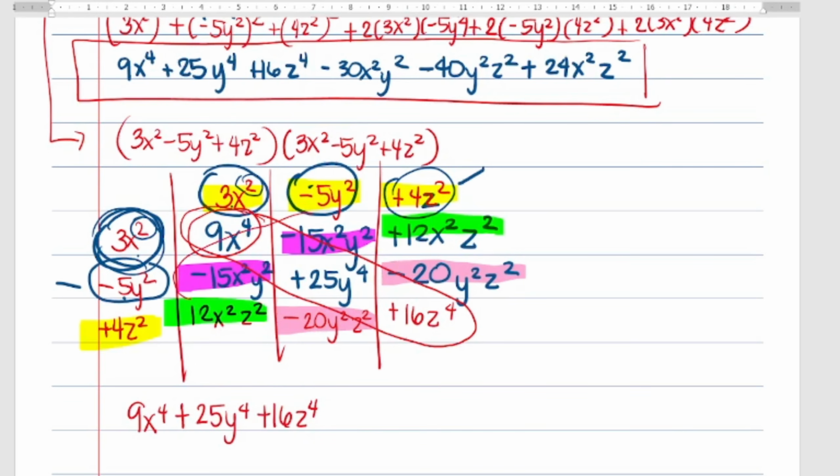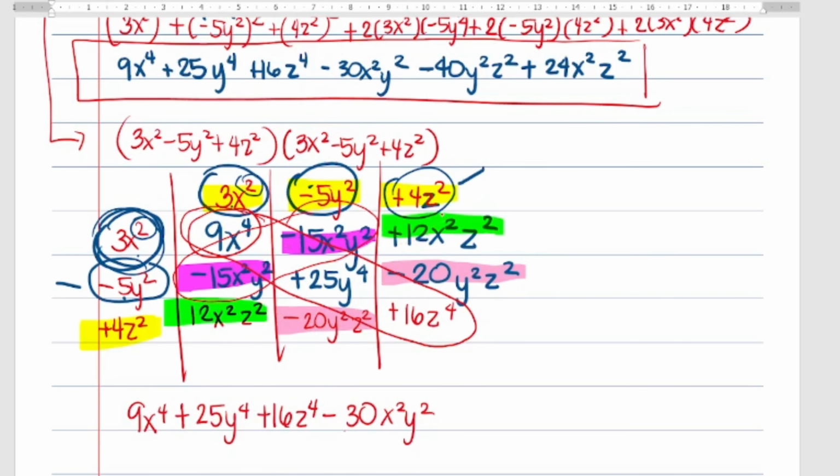Negative 15x squared y squared plus negative 15x squared y squared is negative 30x squared y squared. Both are negatives, so it's not 0. Negative 15 plus negative 15 is negative 30. It becomes 0 only if their signs are unlike. For example, negative 15x squared y squared plus 15x squared y squared becomes 0. I think that's the common mistake in our previous activity. If both are negative and we are asked to add them, add the numbers and just copy the common sign. So negative 15 plus negative 15 is negative 30.